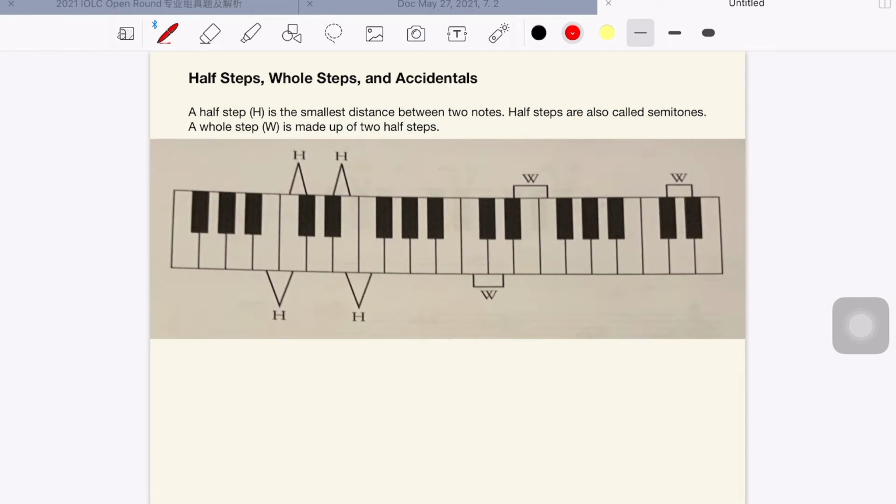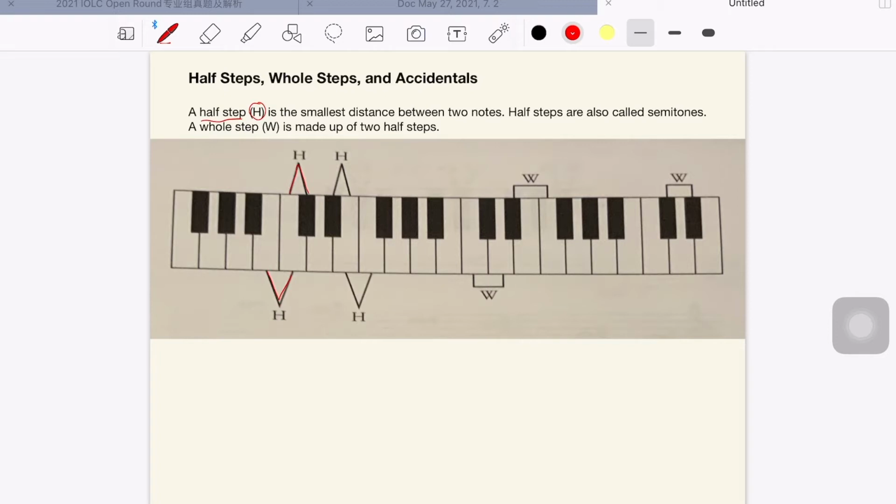Everyone! In this video, I will be talking about half steps, whole steps, and accidentals. So let's start with some definitions. First one, it's a half step, which is usually written as H for short, and it is the smallest distance between two notes. And a half step can also be called a semitone.